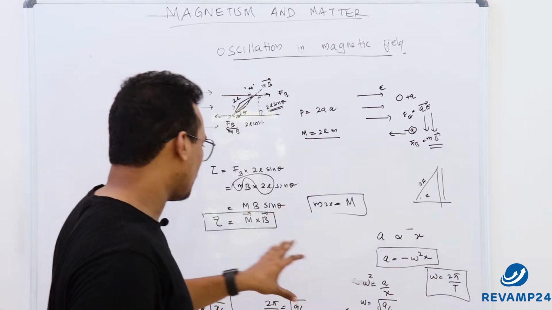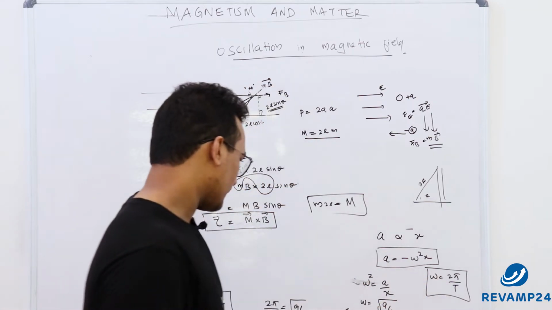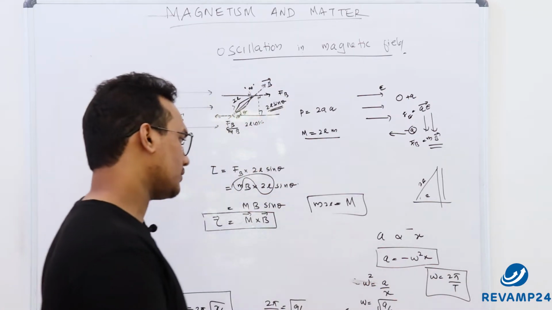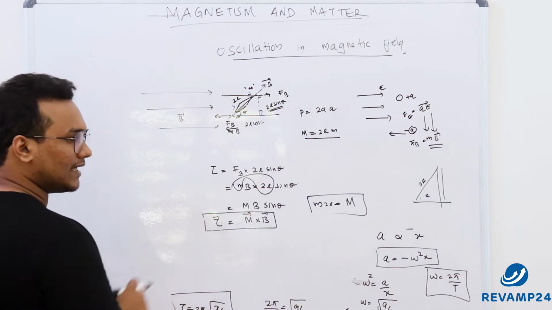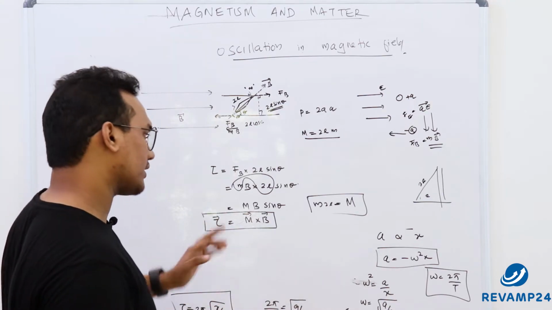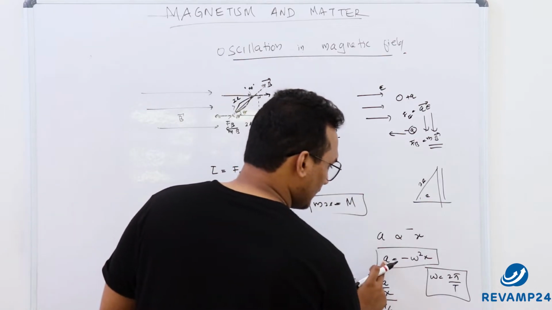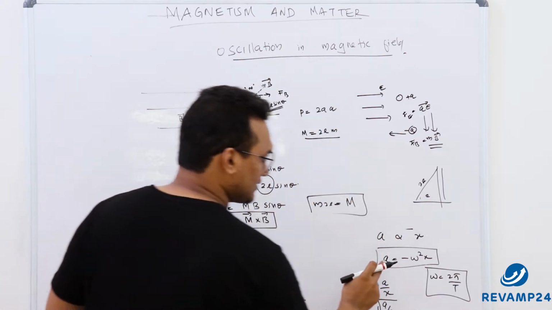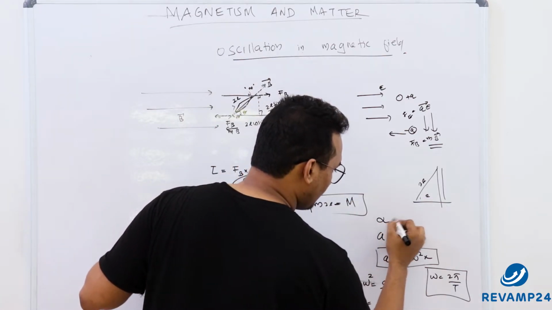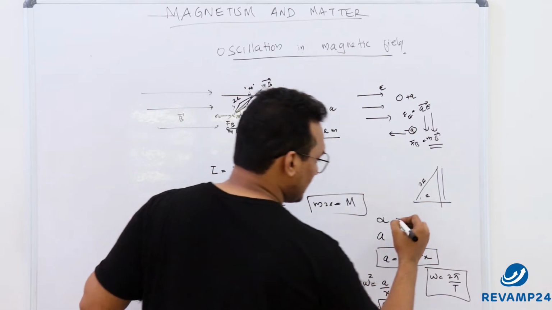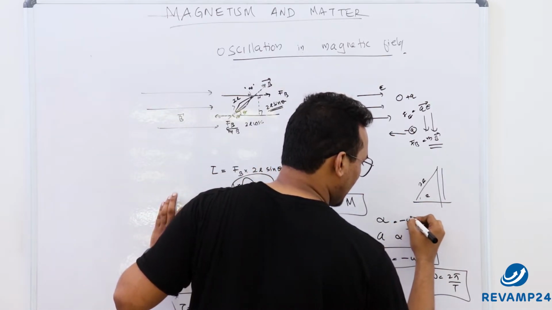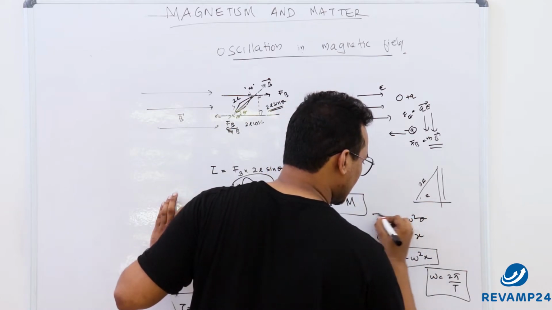So first I have to prove that acceleration is directly proportional to displacement. But in this case it is angular acceleration, torque, right? So if it is rotational motion, then instead of this I can prove that alpha, the angular acceleration, is equal to minus omega square, and instead of x, that will be theta.